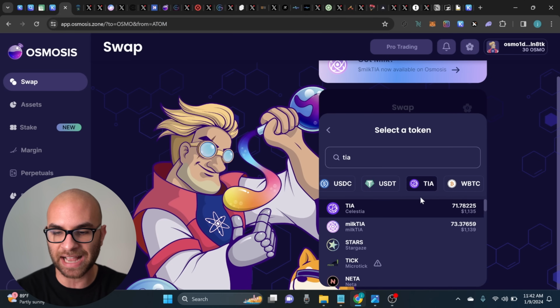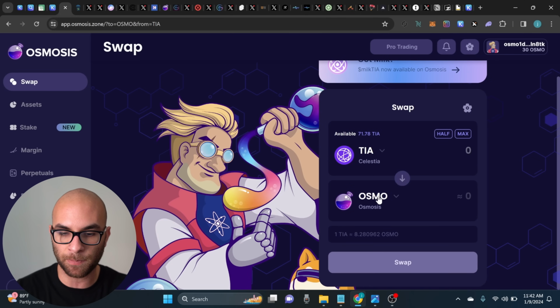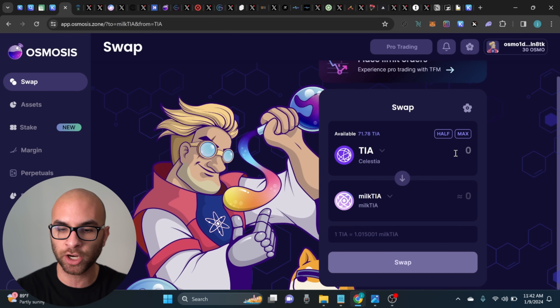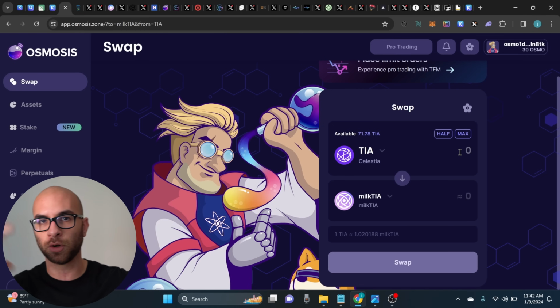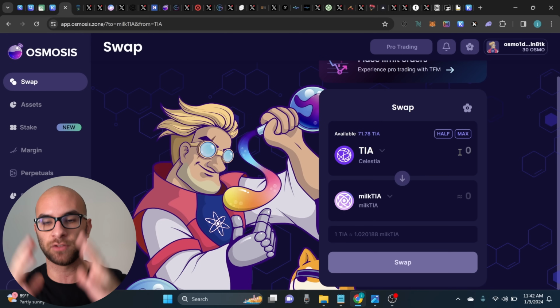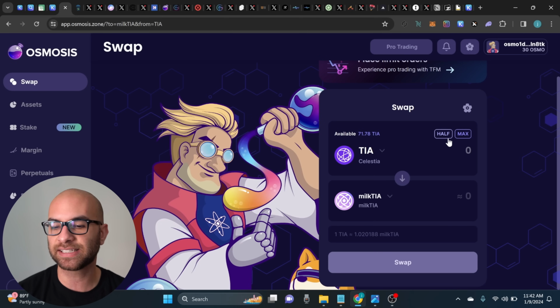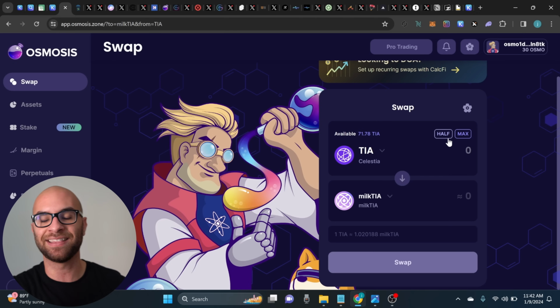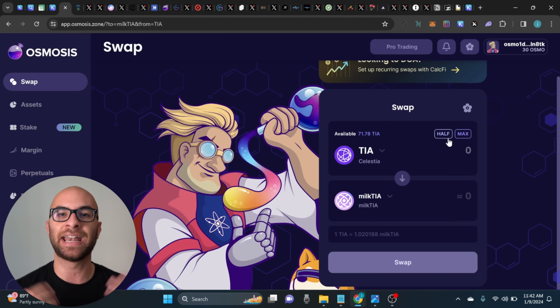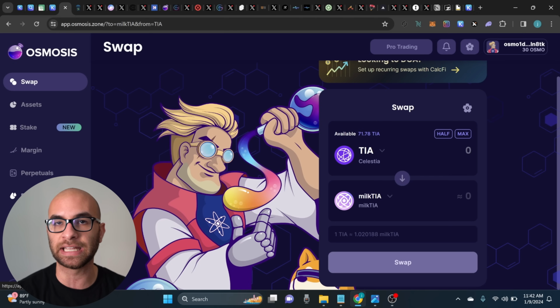So all you have to do, guys, is hit TIA. Then what's going to happen is you're going to hit Milktia down here, and you're going to be able to swap this. Now, I believe the actual ratios are changing depending on the amount of liquidity you want to provide, but you can simply hit something like sell half of your TIA or sell half of your Milktia if you staked your full amount, and then you'll have a 50-50 split, and now you'll be able to actually provide liquidity into their pool.